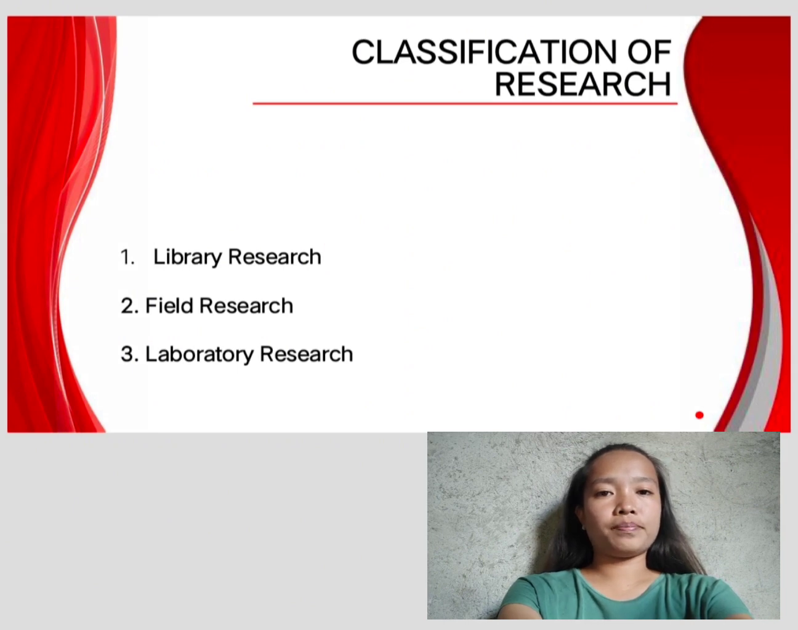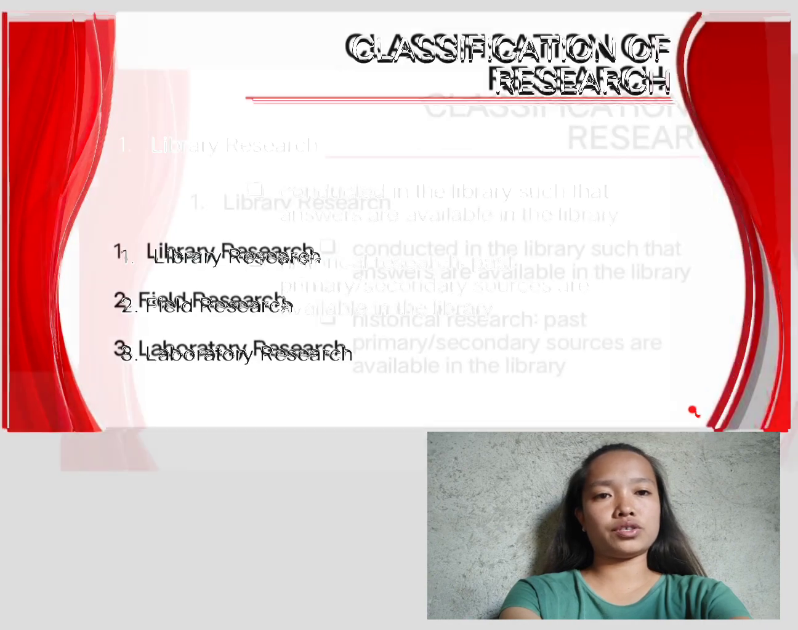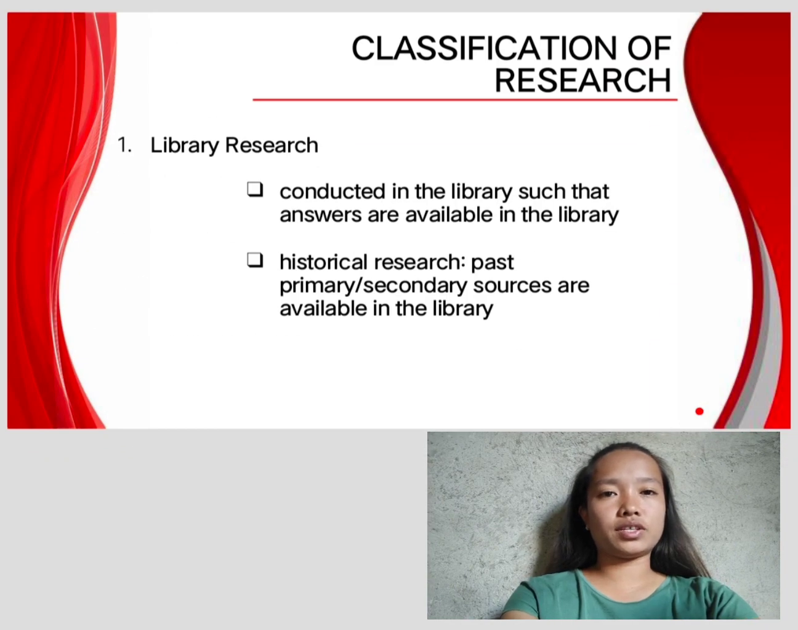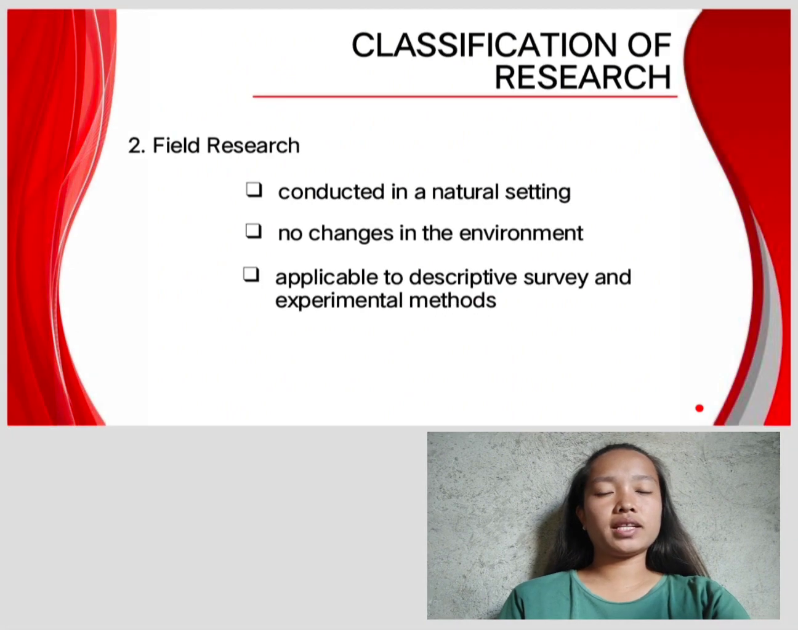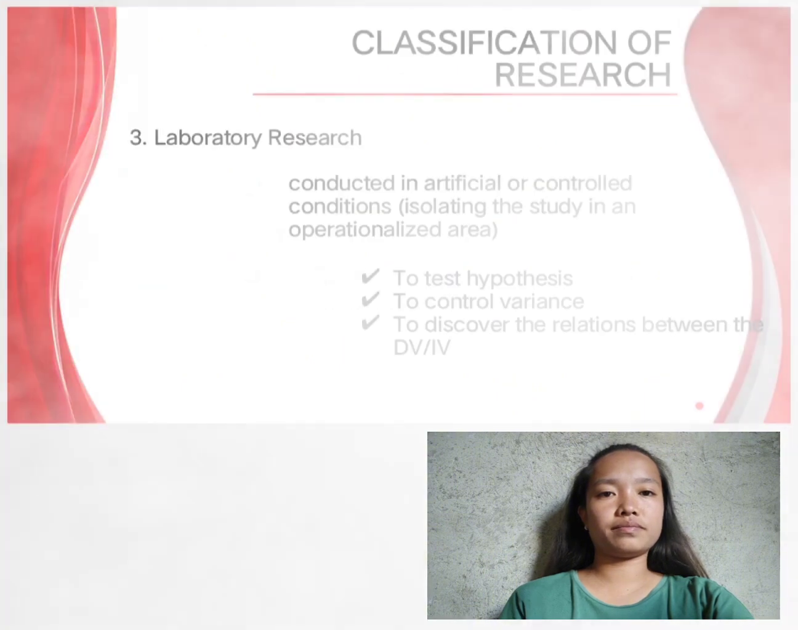Classification of research. Library research, field research, and laboratory research. Library research: conducted in the library, such that the answers are available in the library. Historical research: past primary or secondary sources are available in the library. Field research: conducted in the natural setting, no changes in the environment, applicable to descriptive survey and experimental methods.